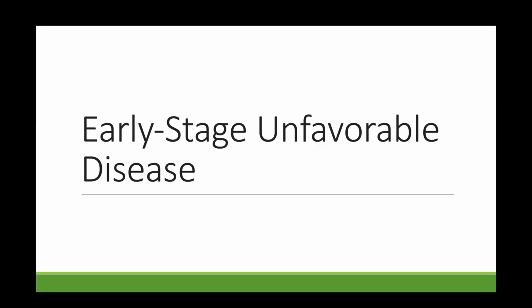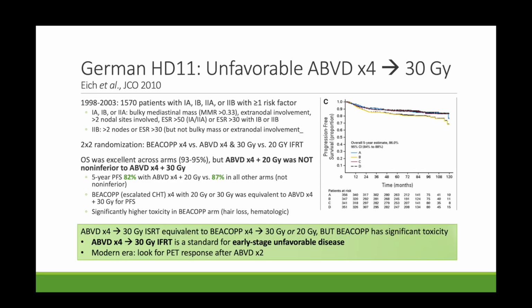So moving on now, let's talk about early stage unfavorable disease. And remember, these tend to be patients that have multiple nodal sites, so 3 or more per the German, 4 or more per EORTC, and they also often have bulky disease. So starting with the German Hodgkin Study Group, HD11 was a trial from the German Hodgkin Study Group that looked at unfavorable early stage disease. And the treatment paradigm that emerges from this trial for unfavorable disease is ABVD times 4 followed by 30 gray.